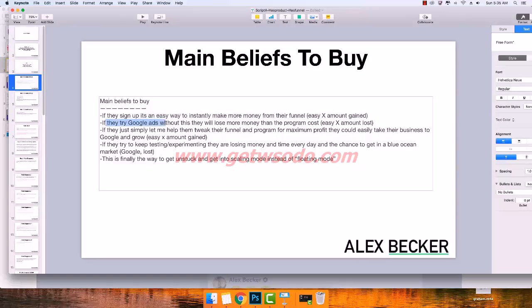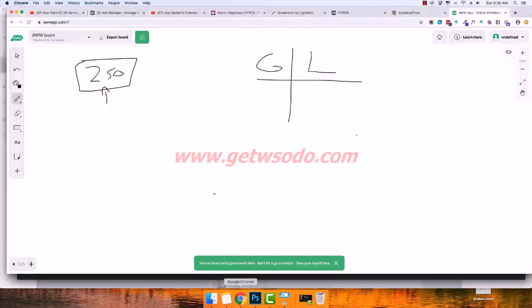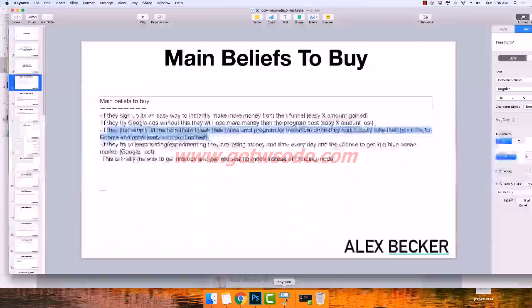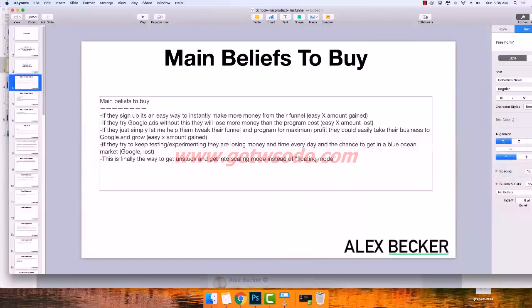We need them to believe if they try Google Ads on their own, they'll lose more money than the product cost. We need them to believe if they simply let me help them tweak their funnel and program for maximum profit, they could easily take their business to this $250K a month, because I've done that easy, no problem. Okay, I spend more money than that in 10 days on ads. And we need to make them believe that if they keep testing and experimenting, they're going to lose more money and time every day than if they just got this fix and applied our very specific fixes, which is what the Iron program does.